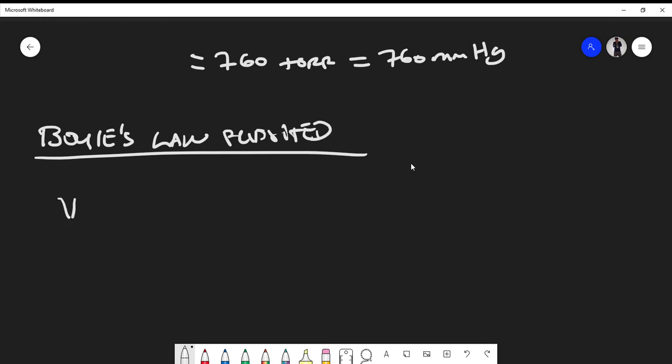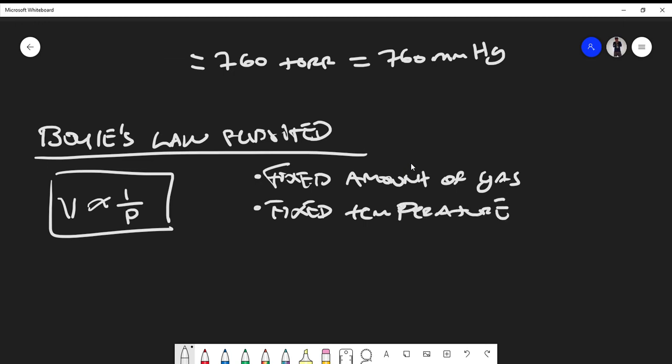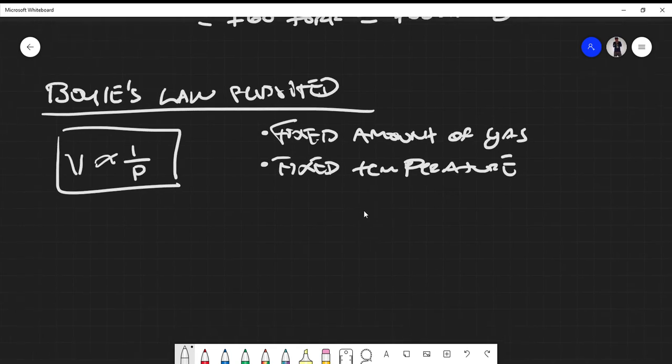Remember, we say that the volume is proportional to 1 over the pressure. Right? That's the equation that we need to get in our head for Boyle's law. And this is equivalent to the fixed. We say that we have a fixed amount of gas and the temperature is fixed. Right? So as soon as we start changing these parameters, then Boyle's law is not useful anymore. So we're looking at the volume and the pressure while there's a fixed amount of gas and a fixed temperature, right? So these have to be fixed.